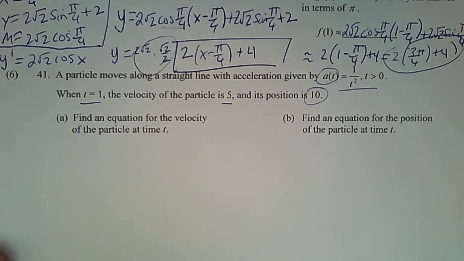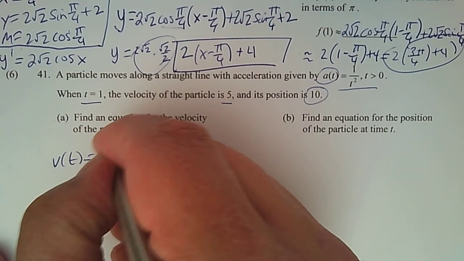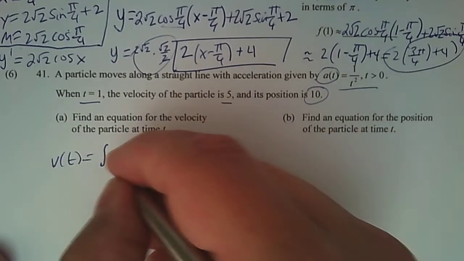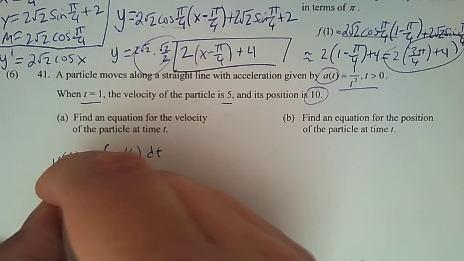Step 1. If you have acceleration, how do you find velocity? So the velocity is the integration of the acceleration. So there's step 1. So how do I integrate it?